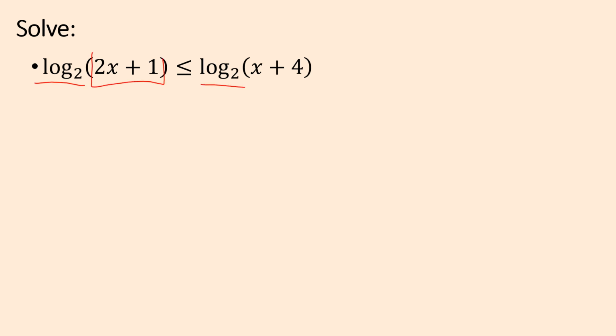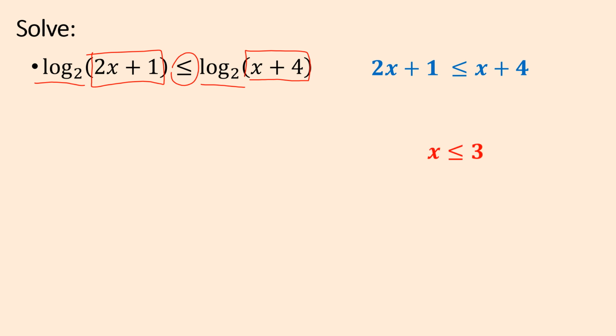So 2x plus 1 is less than or equal to x plus 4. Subtract the x, subtract the 1. We get x is less than or equal to 3. Now keep in mind, we can only go so far to the left. For example, if we were to plug in negative 10, negative 10 is less than 3. But if we put in a negative 10 over here, this is going to equal a negative 6. We can't take the log of a negative 6.